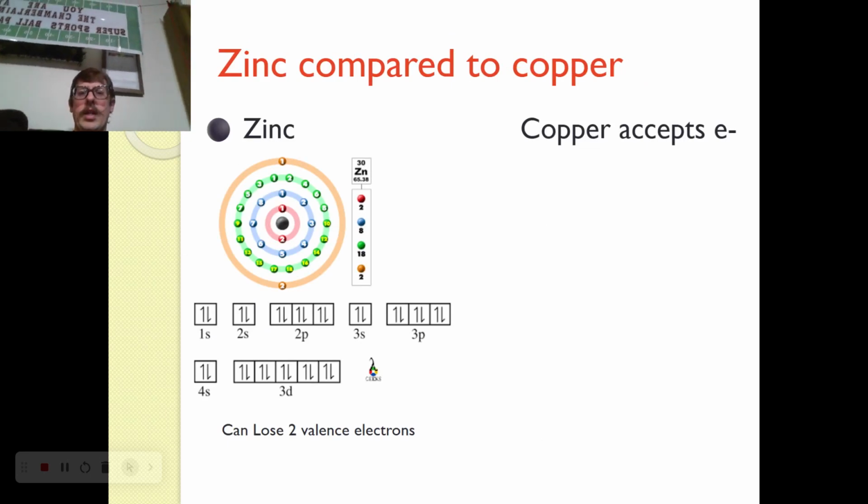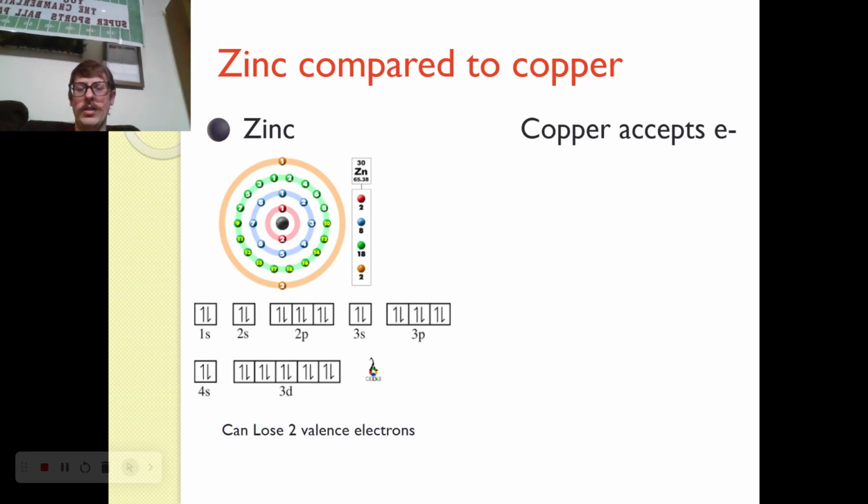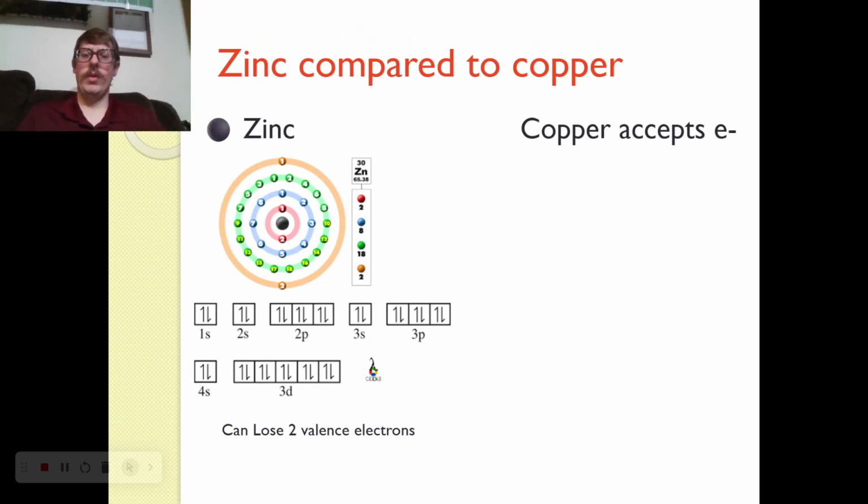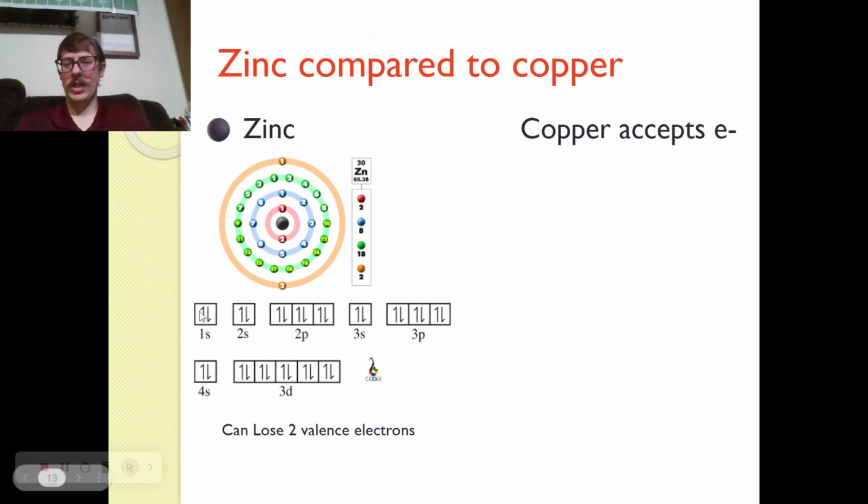So maybe you're thinking, well, why would it do this? Well, zinc, you can see, we've talked about this is a Bohr model, but we've got orbital diagrams. And if you look at good old zinc here, you'll note it's got these 2 electrons in the 4th level, right? But then it's really full. It doesn't only have the 8 valence electrons, but zinc actually has a full 3D as well.